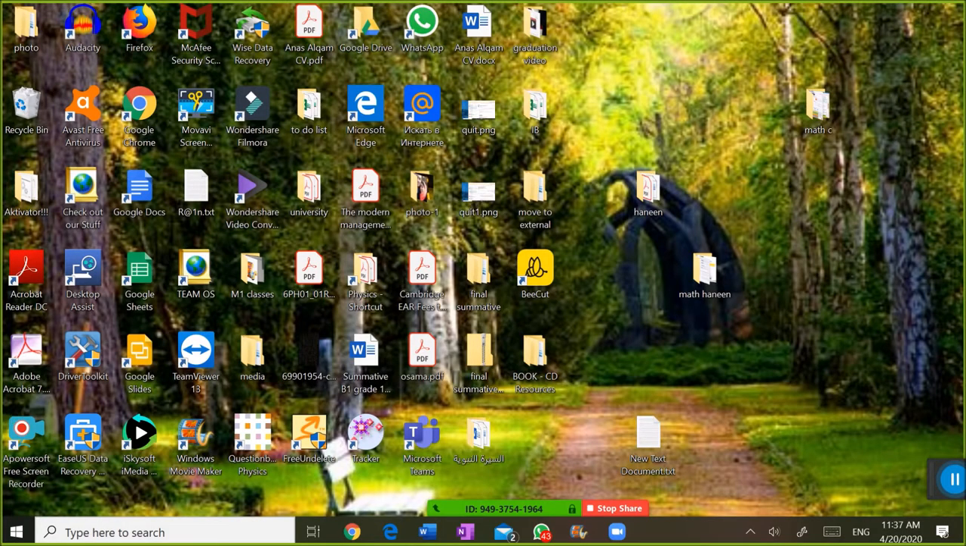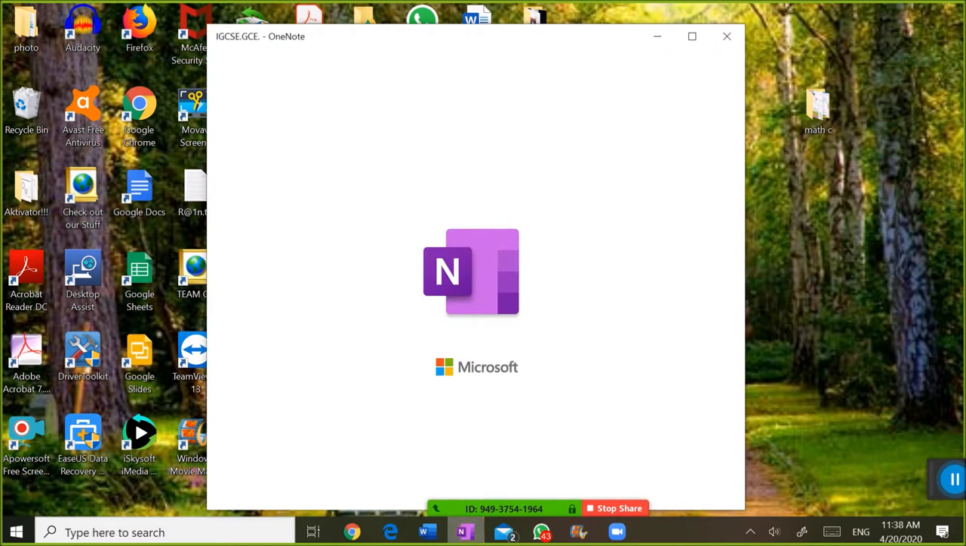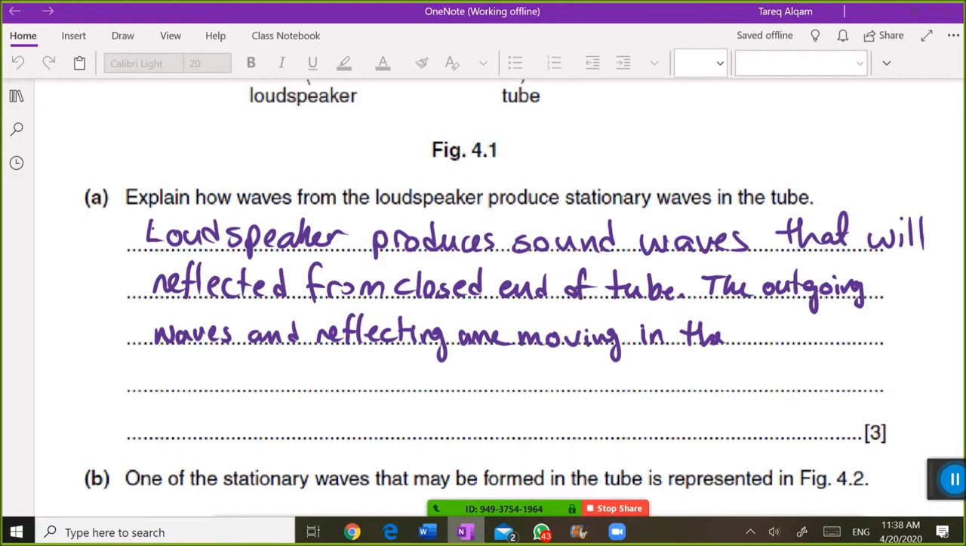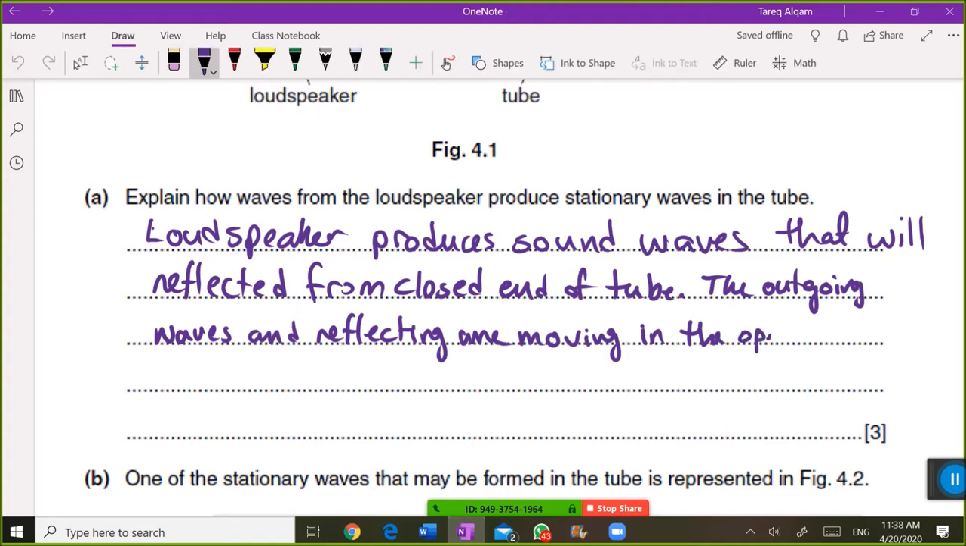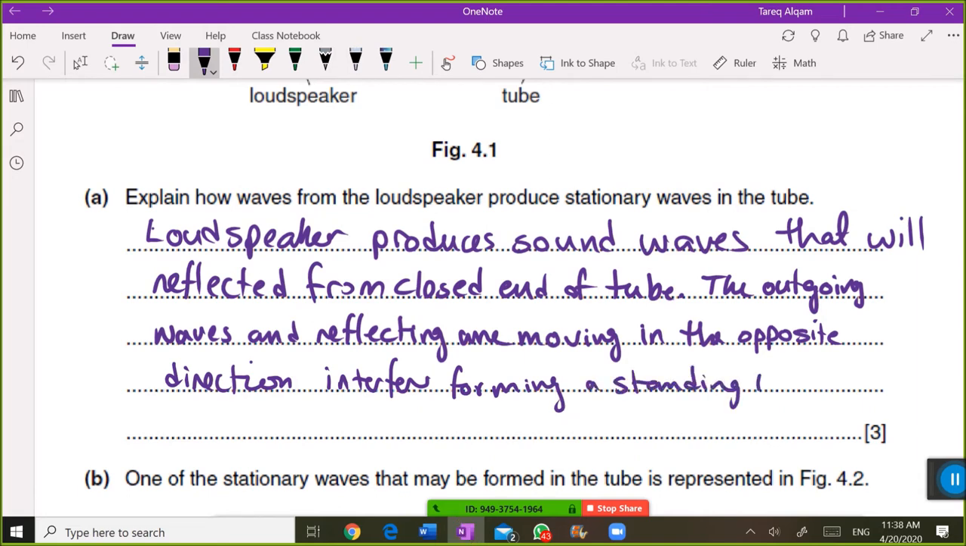So they interfere, forming a standing wave, right? Opposite directions, interfere, overlap, whatever, forming a standing or stationary wave. Okay, guys, any question about that?